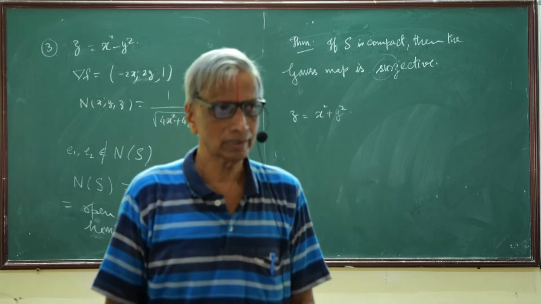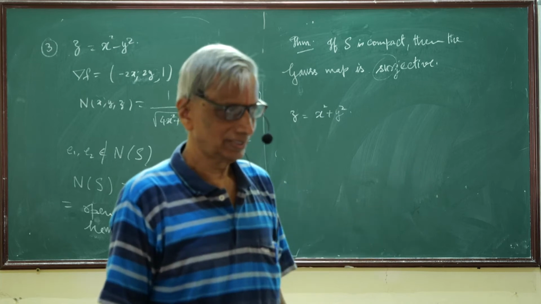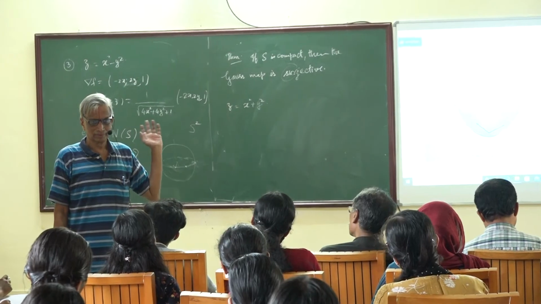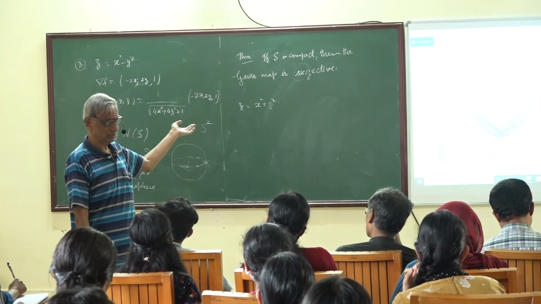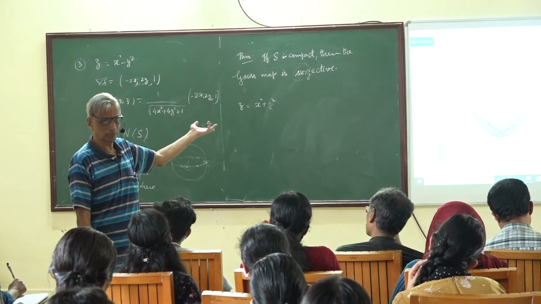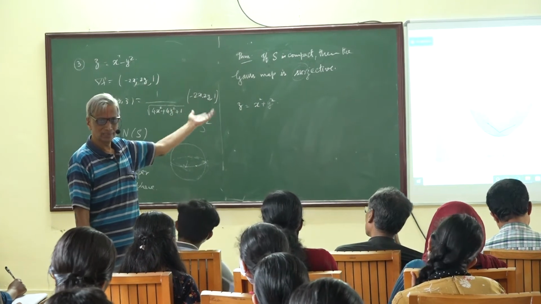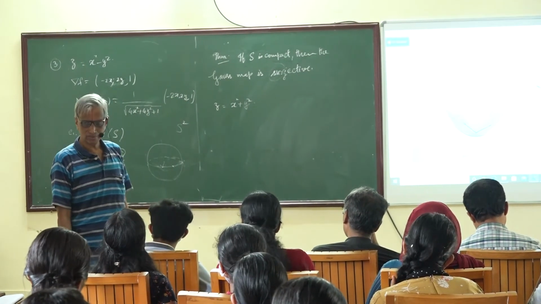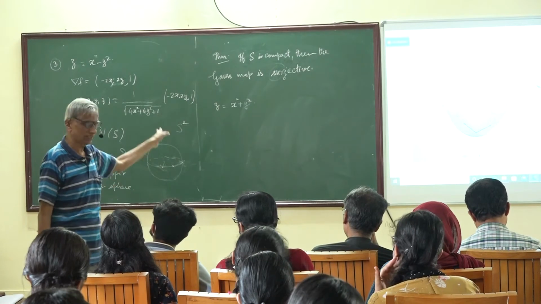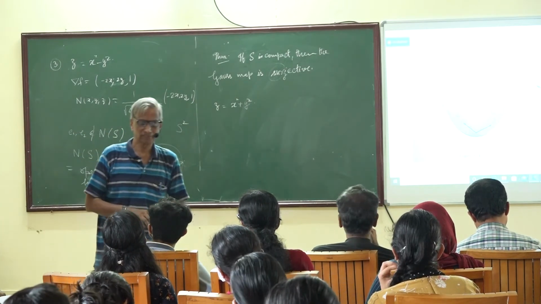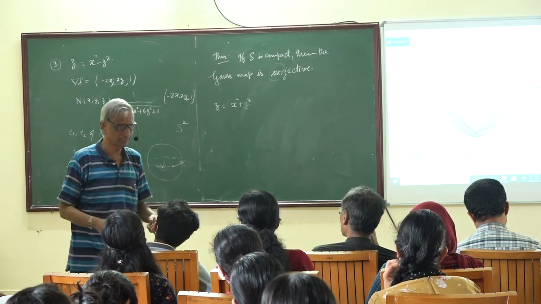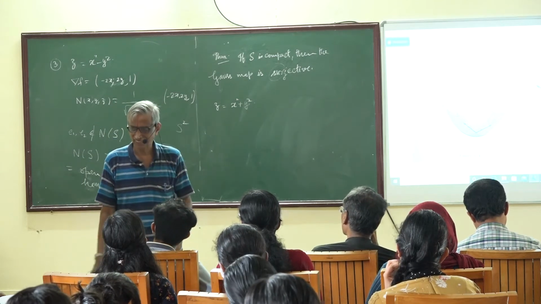Is that compact or non-compact? It's of course closed, right? Always closed. But is it bounded or unbounded? Unbounded. X and y are arbitrary, so Z is also arbitrary, large. So it is a non-compact surface, right? So you don't have too many compact surfaces, right?